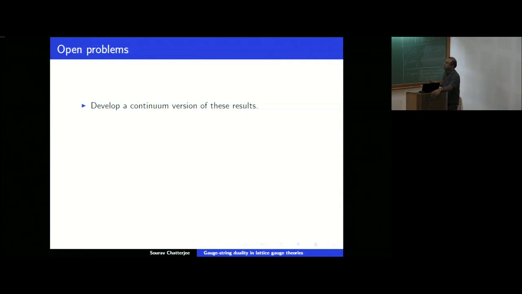So, okay, continuum version of these results. You can look at Spenter's paper for what can be a candidate for a continuum version of these results. Or even if you are not able to do it, at least develop a version for large beta. So that's the first step towards the continuum version.